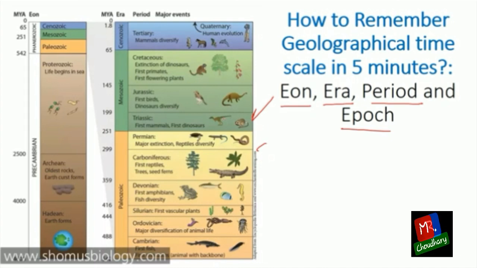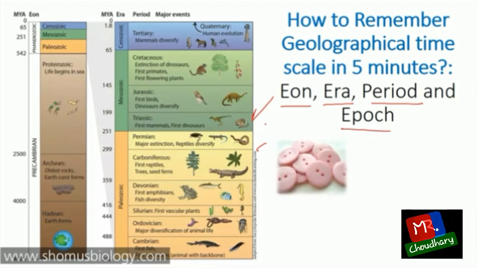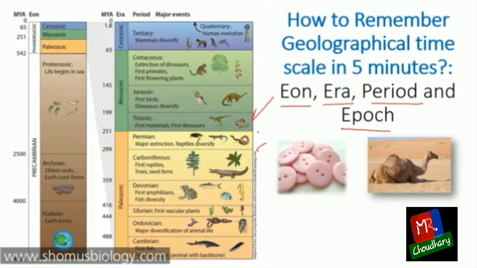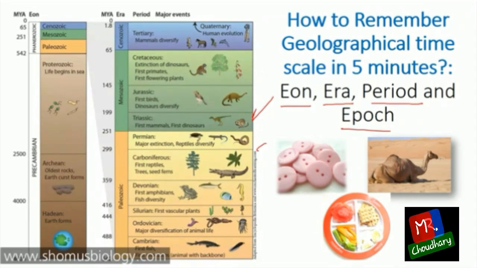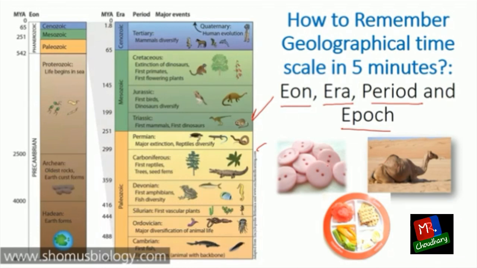Okay. So you need to know three things to answer this particular table. The things are a few pale buttons, a camel and eggs in a plate. These are the three things that you need to know, right? So how exactly do a few pale buttons, the way a camel sits and eggs on your plate help you remember the geographical time scale? If you're wondering about that, let's look at here.